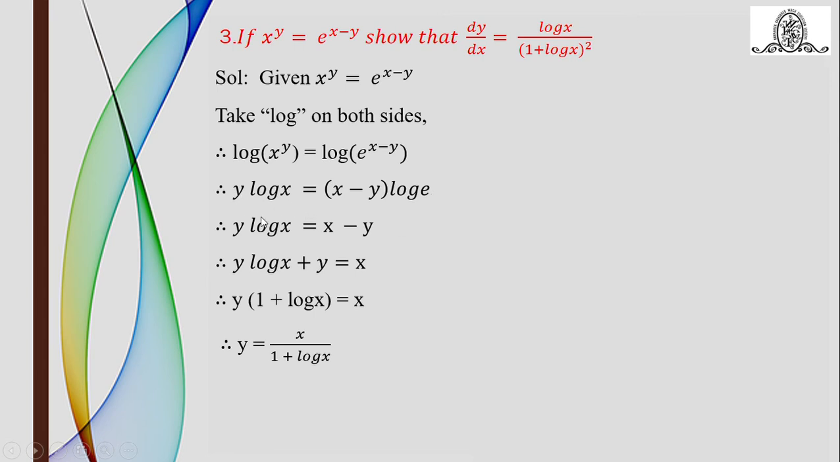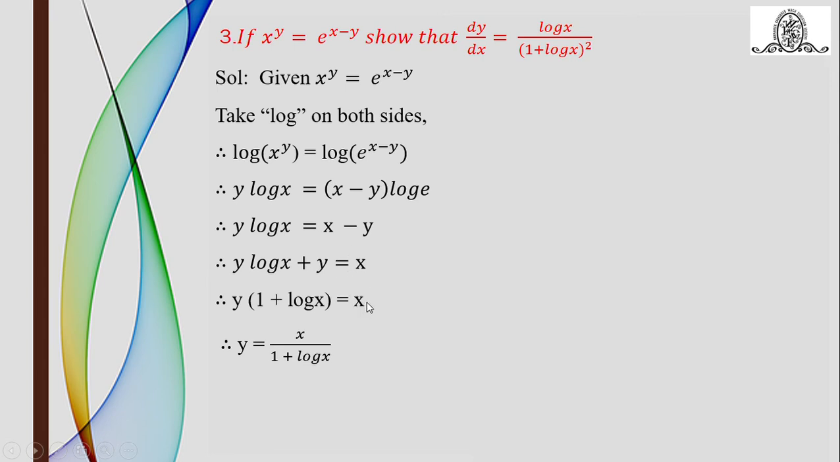So now y log x is therefore equal to simply x minus y, because the value of log e is 1. After this step, we can simplify this equation for x. How can we simplify? See, this is your y log x. If you shift that minus y to the left, it will become plus y. Then after taking y common, your bracket becomes log x plus 1. See, this is 1 plus log x, or you can also write log x plus 1.